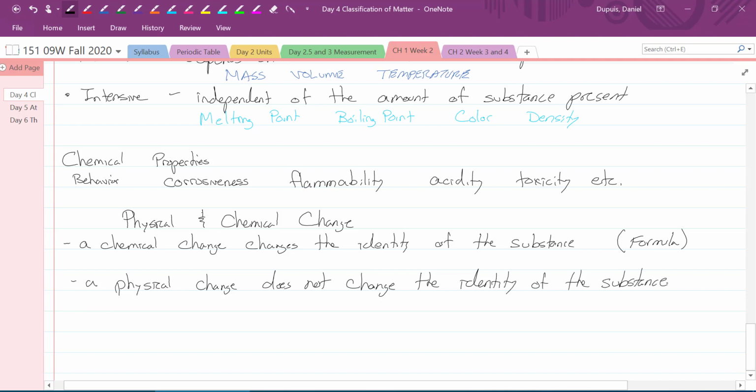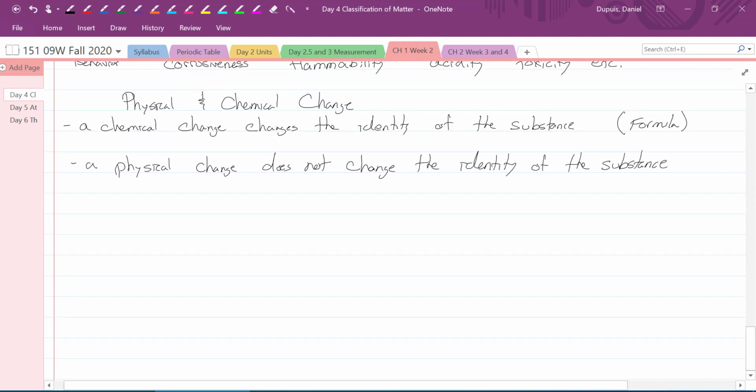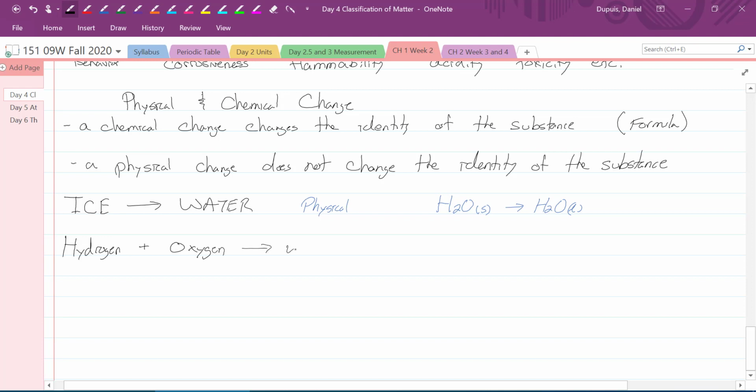All right. So a couple examples. If I have ice and that goes to water, right? That would be a physical change. In fact, we're going to eventually write it as H2O solid going to H2O liquid, right? It's the same chemical formula, same material or substance. Okay. What about hydrogen and oxygen going to water? Well, that would be chemical. That was the example we did before, where you have two elements making a compound. New formula, new substance.